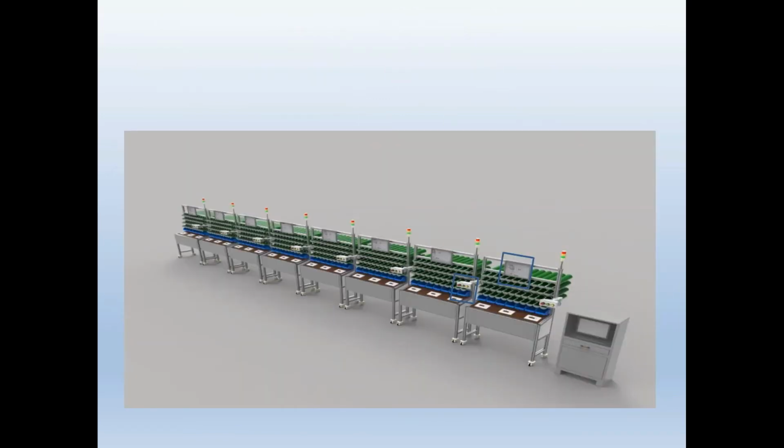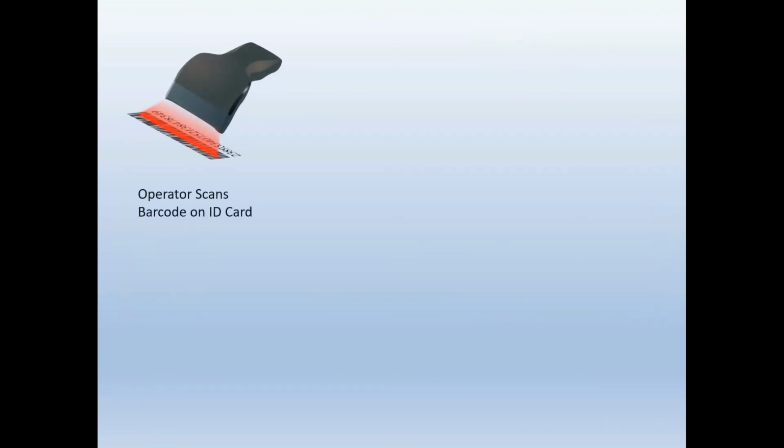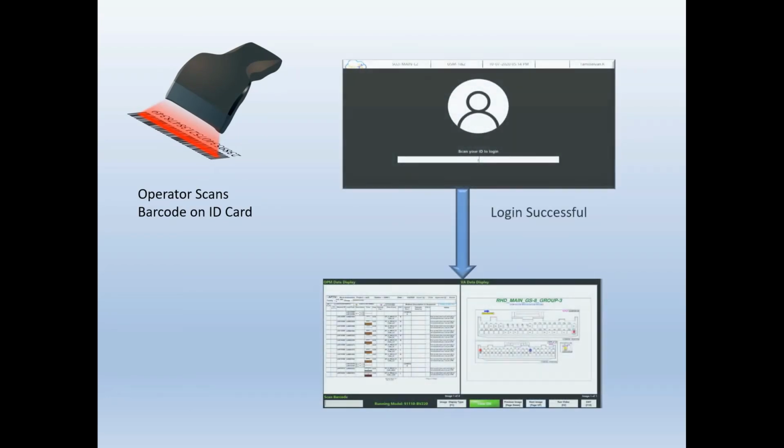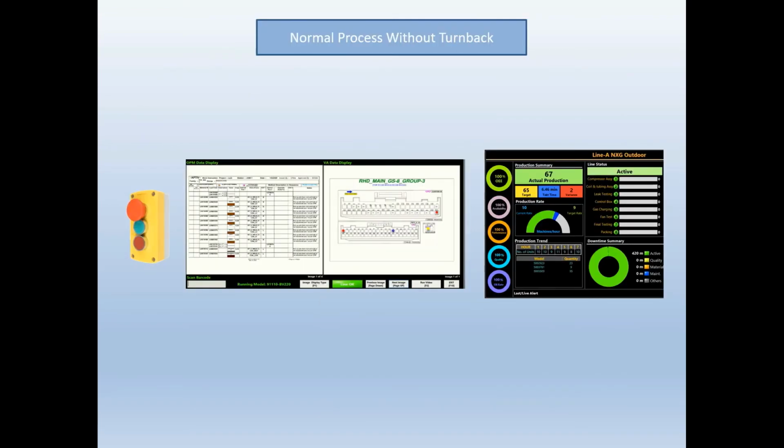This is a sample line architecture. Every station on the line is equipped with an input console, operator touch console, and a supervisor dashboard. To start with, the operator will scan the barcode on his ID card and enter his password, and on successful login, the production screen will be shown to the operator. No turnback: manufacturing continues and the dashboard records and saves the data.